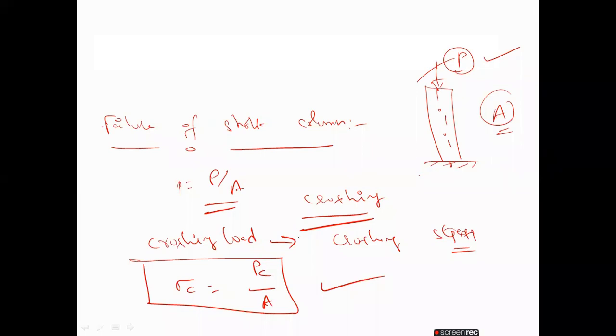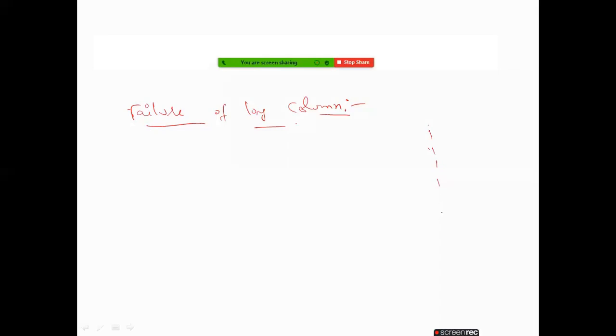Same like that, the failure of the long column we will discuss now. As earlier I told you, the failure of the long column happens only by bending, and there is negligible axial compression. And same like that, if I take a member, a column like this, I will draw here, suppose I draw a line like this.